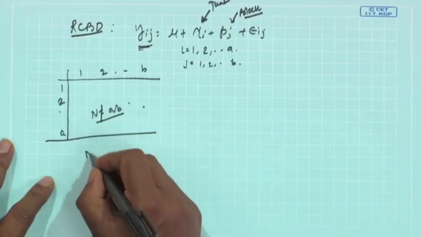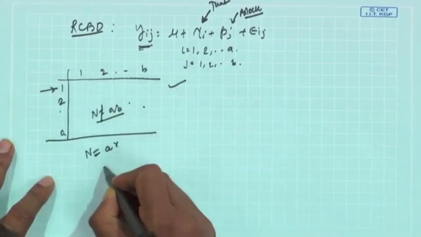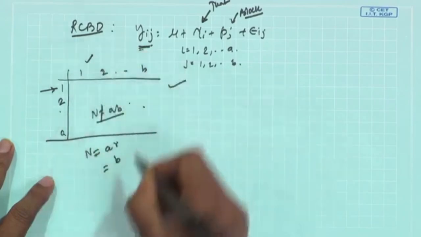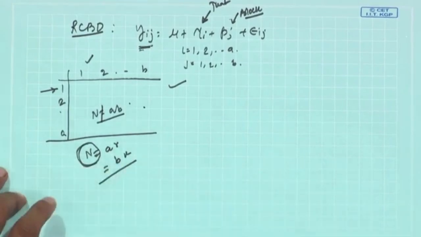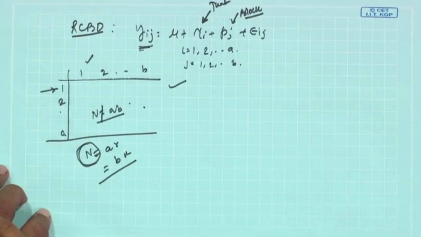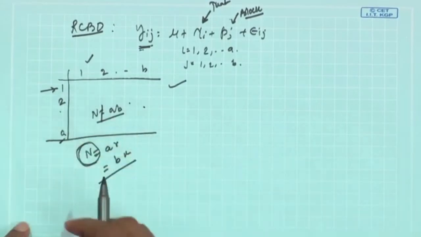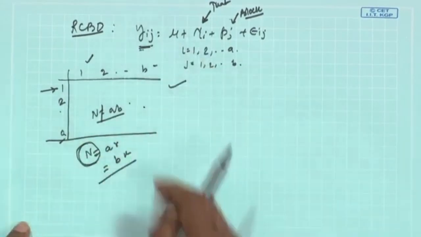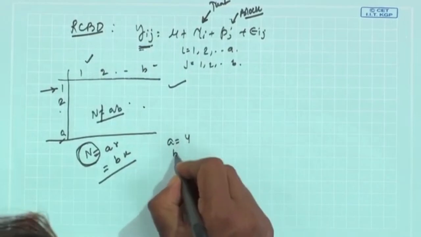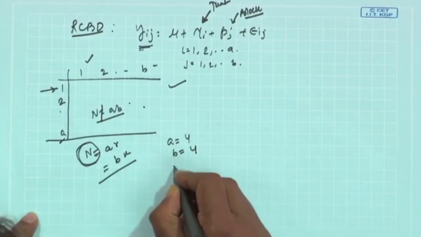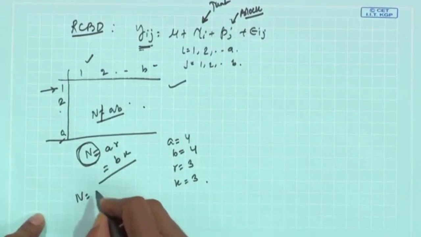So, as a result, n will be either A and each treatment having R replication, A R, or each block having K treatments, so B K. There is a difference in the total number of observations. There will be A total treatments, B total blocks, but the number of total observations will be A R or B K. If A equal to 4 and B equal to 4, and suppose R equal to 3 and also K equal to 3, then N will be 12.